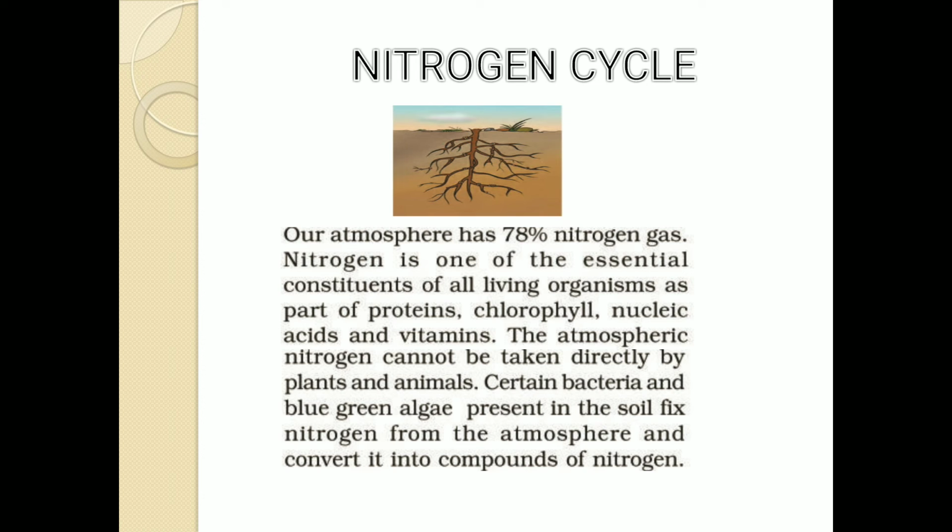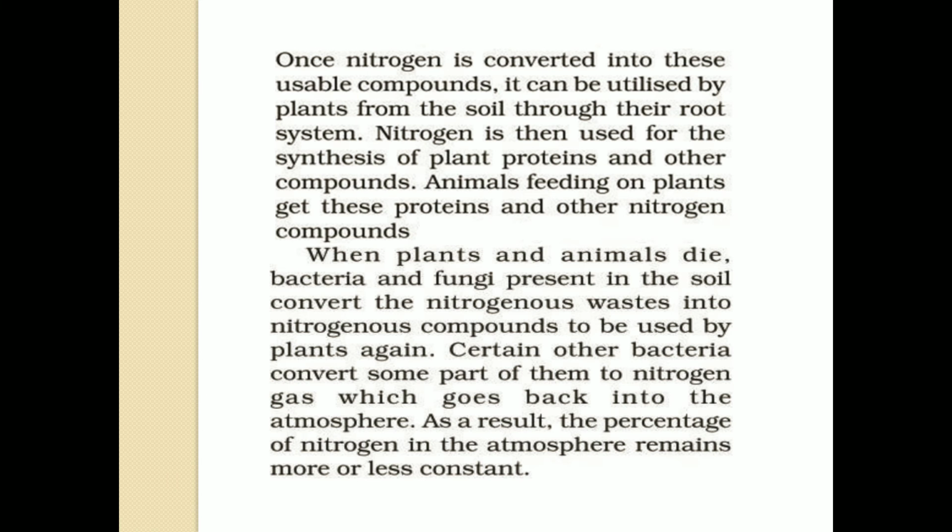Certain bacteria and blue-green algae present in the soil fix nitrogen from the atmosphere and convert it into compounds of nitrogen. Once nitrogen is converted into these usable compounds, it can be utilized by the plants from the soil through their root system. Nitrogen is then used for synthesis of plant proteins and other components. Animals feeding on the plants get the proteins and other nitrogen compounds.